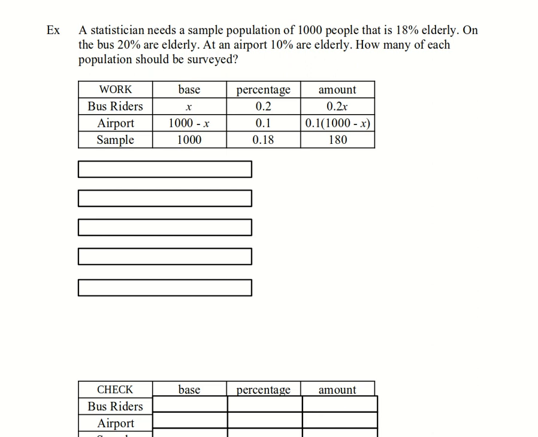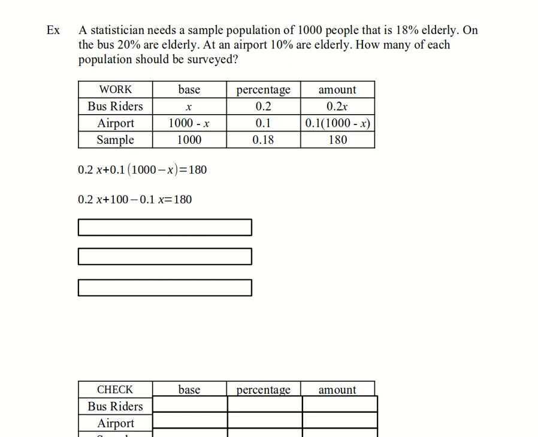So, of course, our equation that we're going to solve is in the amount column, and we're going to say that the number of bus riders who are elderly, that's 0.2x, added to the number of folks at the airport who are elderly, that's 10% of the total number of folks we survey at the airport, is our desired total elderly population among the survey, 180. So that gives us an equation lickety-split, and before you can say lickety-split, we're going to get rid of those parentheses using distribution. So I'm going to distribute the 0.1 into the 1,000, that'll give me 100, and into the opposite of x. So all I'll do in the next step is the distributive property, cleaning up those parentheses.